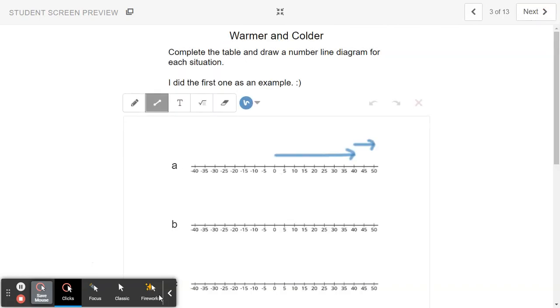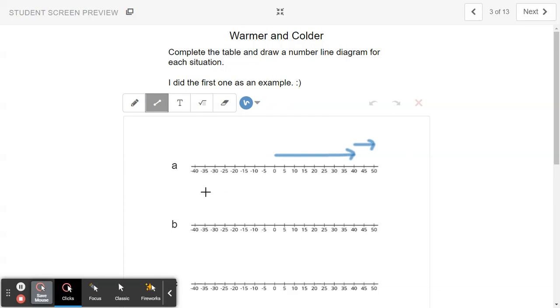All right. And the next slide. So here's what it says. It says complete the table and draw a number line diagram for each situation. I did the first one as an example. So here's the example. Okay, and I'm looking at the number line.